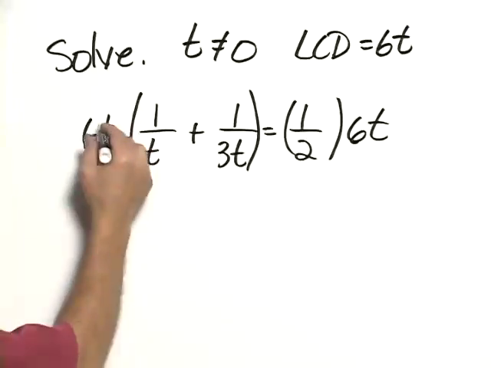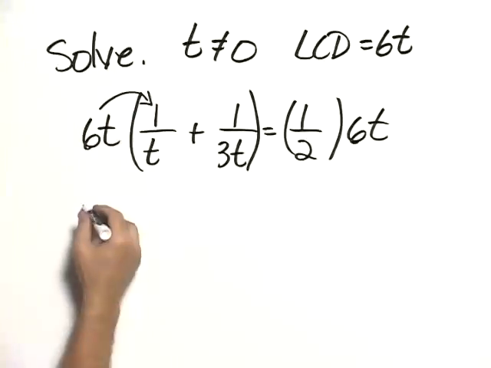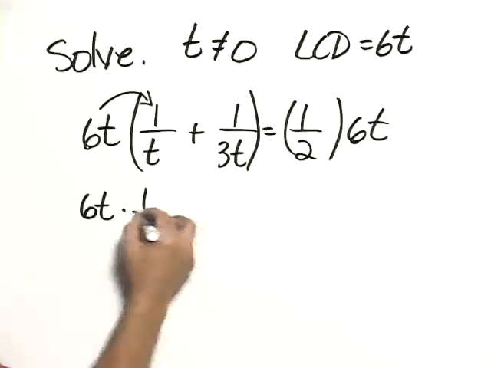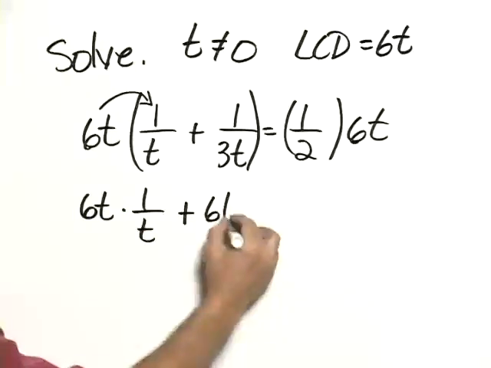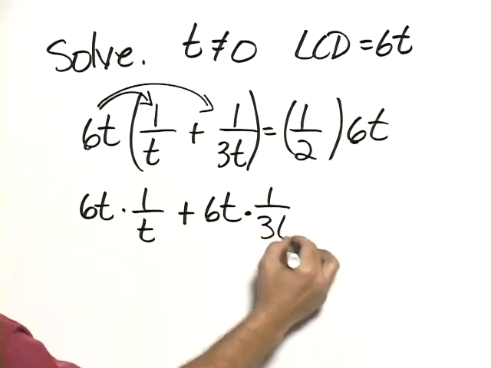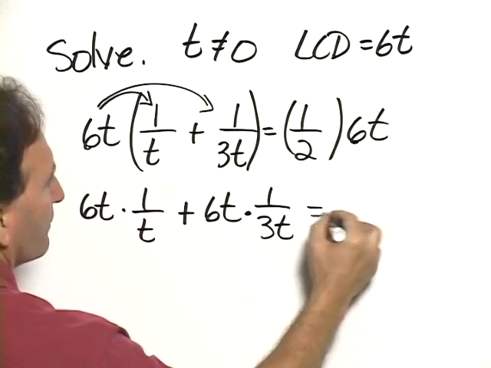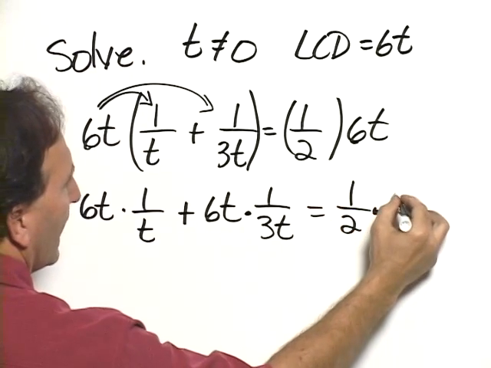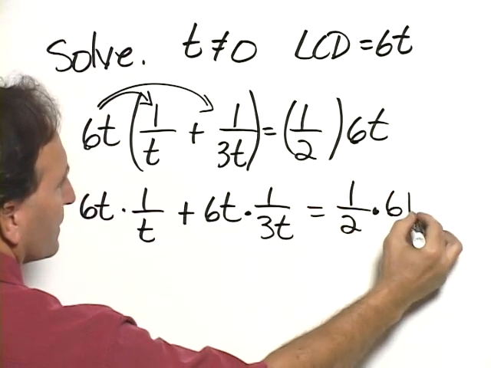So now we must distribute the 6t. So we have 6t times 1 over t plus 6t times 1 over 3t. And here we have, on the right-hand side, 1/2 times 6t.